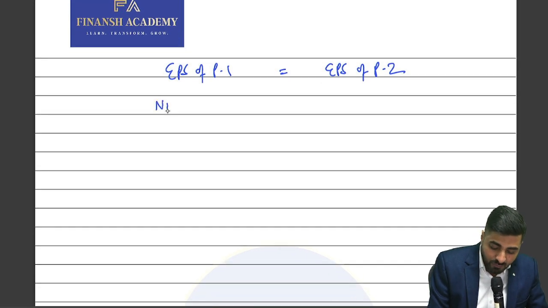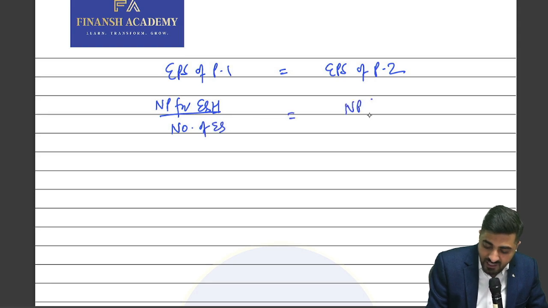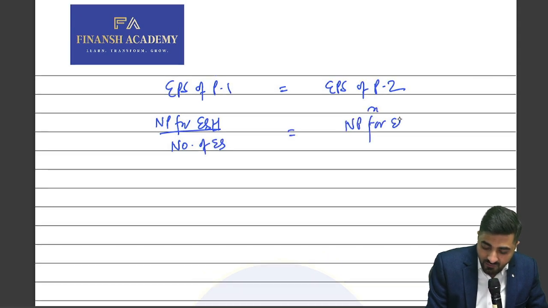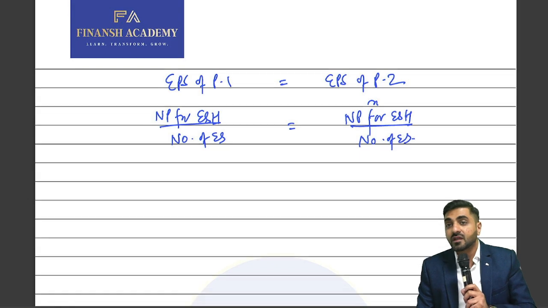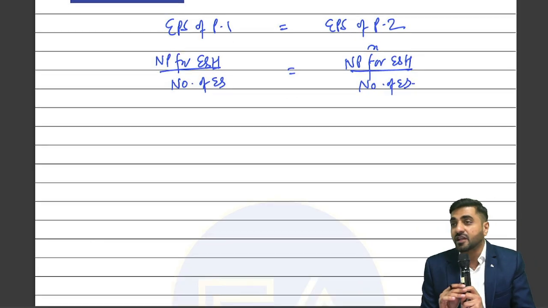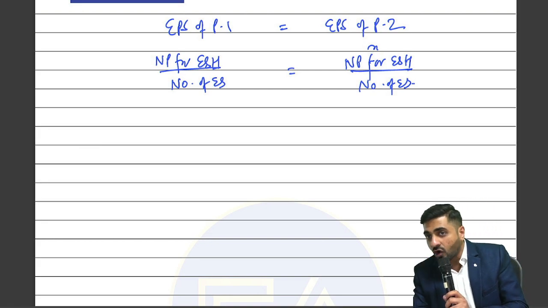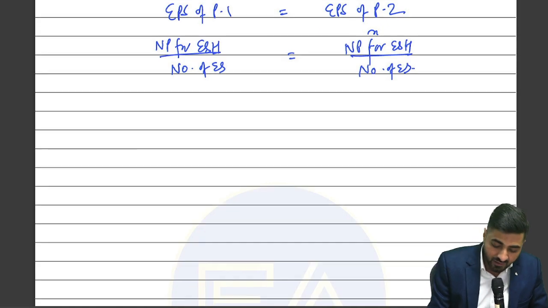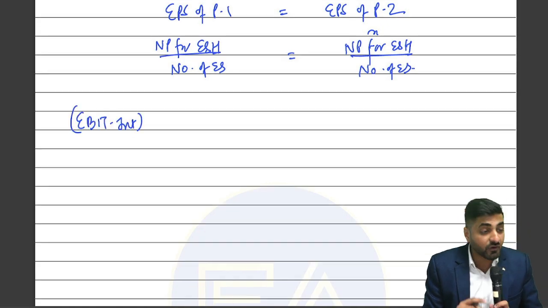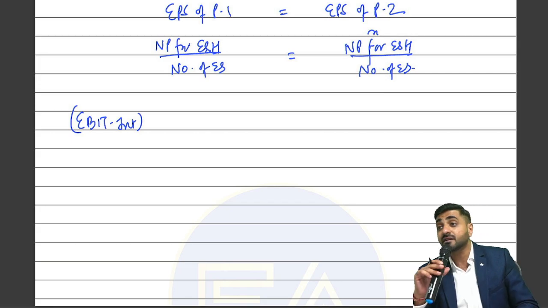Can I say this is net profit for equity shareholders divided by number of equity shares? This is net profit for equity shareholders, which I'll divide with the number of equity shares. Now, can you give me net profit for equity shareholders? Whatever we used to write down in the income statement, can we write down horizontally by taking EBIT minus interest? Everyone in one voice, what is EBIT minus interest?